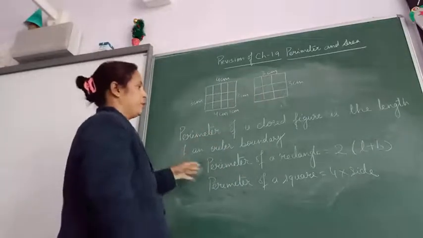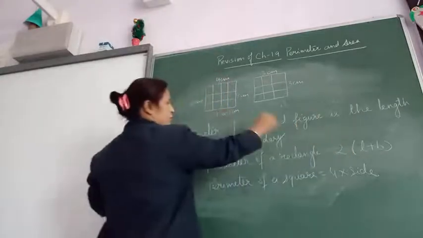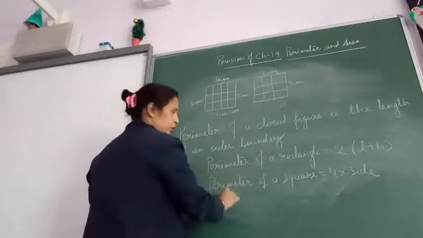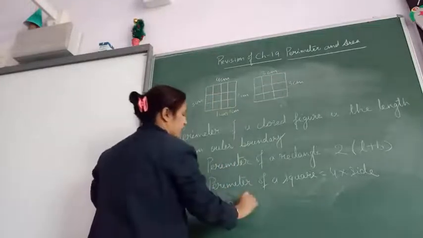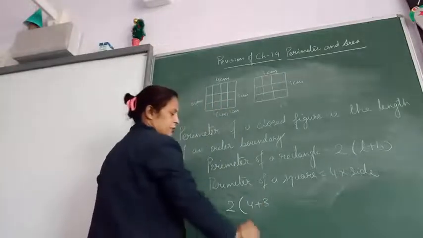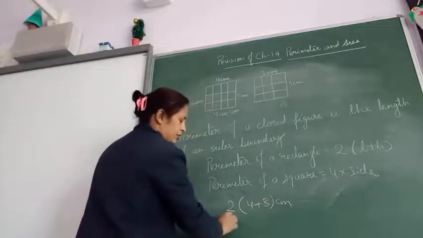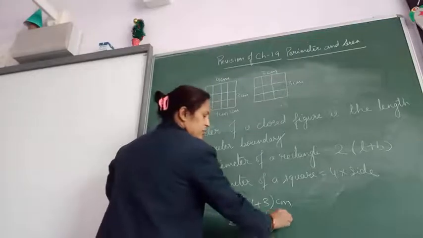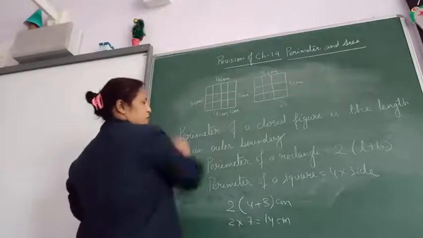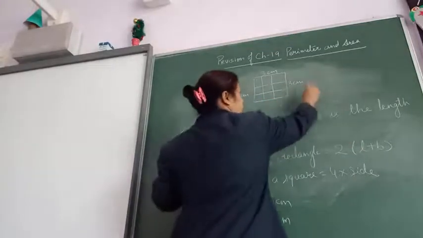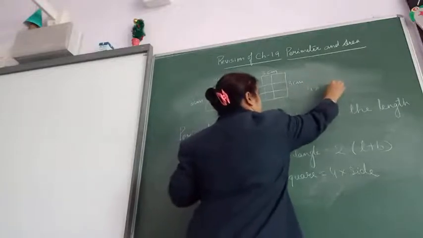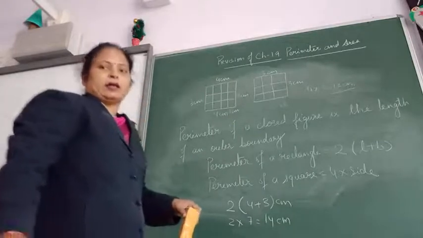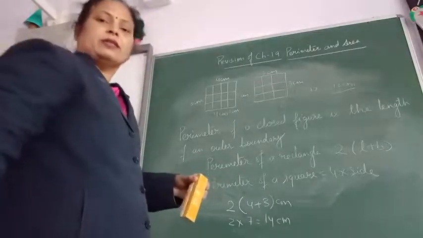Now, if you try to find this with this rectangle, you will get the same answer which I took out earlier. I can show you here also. 2 into, now the length is given to you, 4 centimeter, and the breadth is given to you, 3 centimeter. First you will add this, that is 4 plus 3, 7, 2 into 7 is 14 centimeter. So you have got the perimeter of this one. Now the perimeter of the square, that is 4 into 3, that is 12 centimeter. So in this way, children, we can find the perimeter and area of a rectangle and a square.